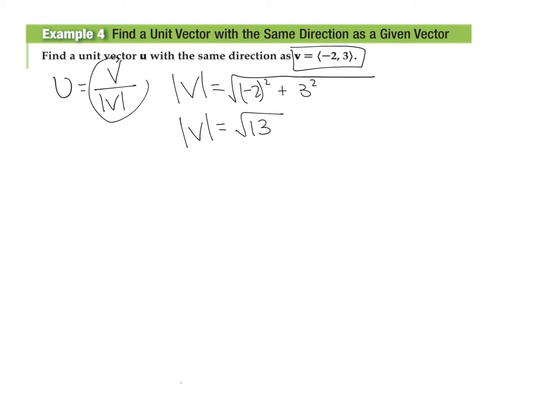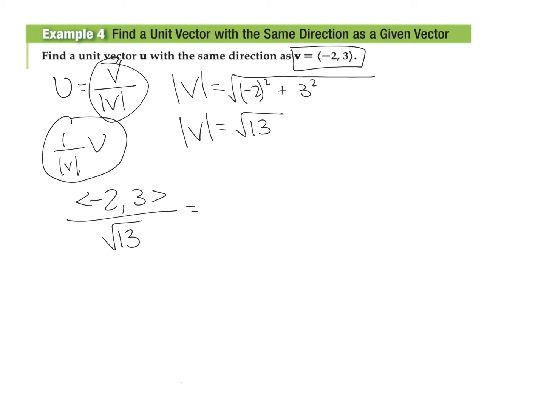Now we can either put it as this, or we can separate it out. The other option is 1 over the absolute value of v times v. I don't mind either way. I'm just going to go ahead and do -2 comma 3 over the absolute value of v, which is root 13. Now we're going to split them off and divide each of them by root 13. This is a scalar multiplier. Some people like doing the second one that I circled better because it looks more like scalar multiplication. The way I wrote it is less like it.